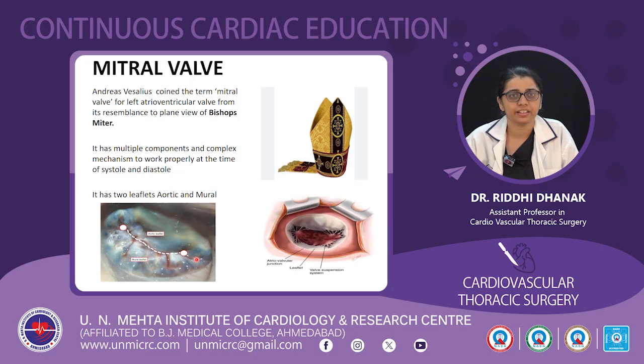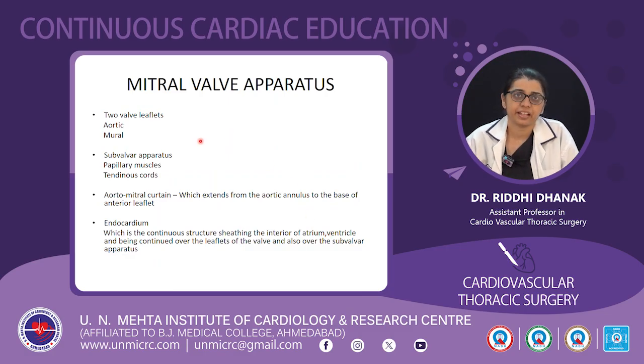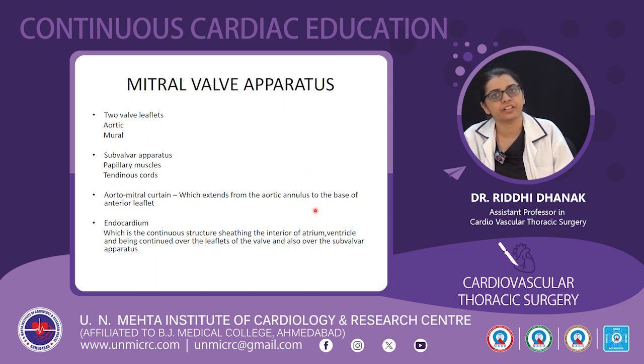As you can see in this figure, there are two leaflets, the aortic leaflet and the mural leaflet. This is a figure showing the mitral valve apparatus. We will see that in detail in the further slides. So, the mitral valve apparatus has two valve leaflets, the aortic leaflet or the anterior mitral valve leaflet, which is in relation to the aortic valve, and the mural leaflet, that is the posterior mitral valve leaflet. Then there is the subvalvular apparatus, which consists of the papillary muscles and the tendinous cords. Then there is the aortomitral curtain, as I have already described earlier, which extends from the aortic annulus to the base of the anterior mitral valve leaflet.